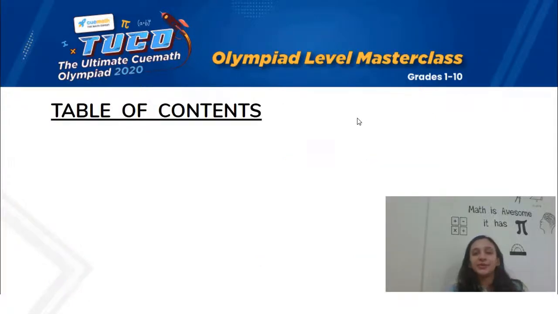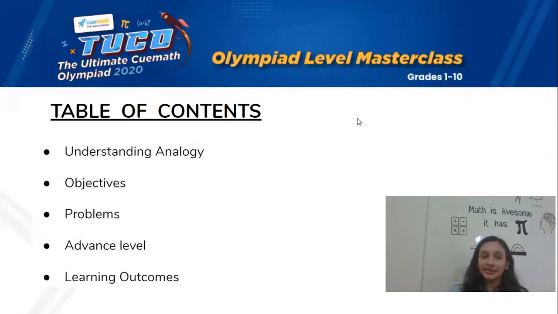So the first thing that we'll be going through is the table of contents so that we know what all we are going to cover in today's masterclass. We'll be understanding the core concept of analogy. Then we'll see the objectives based on which we'll have problems of basic level type and of advanced level type. Both of these types would be really interesting and engaging. And finally, we'll have the learning outcomes, which is basically the takeaways, whatever you have learned in today's masterclass.